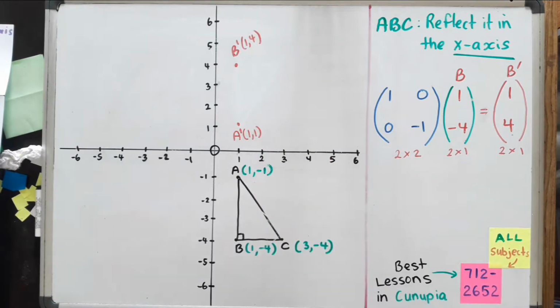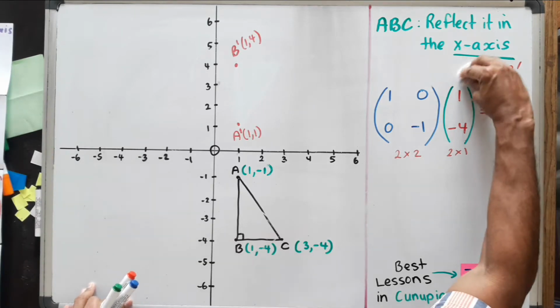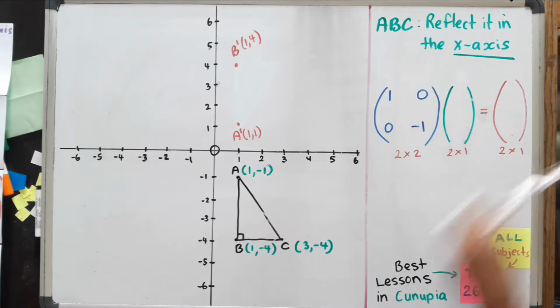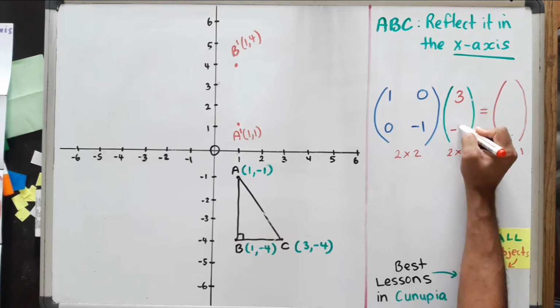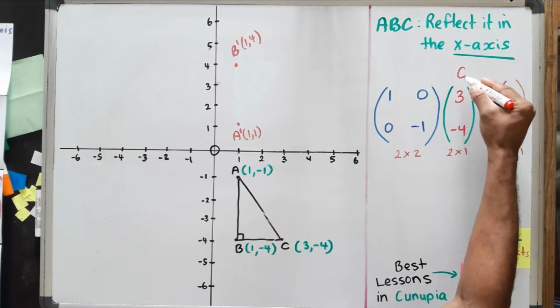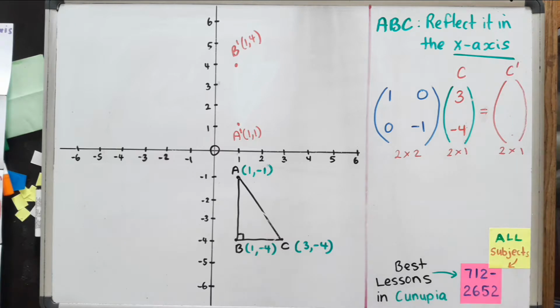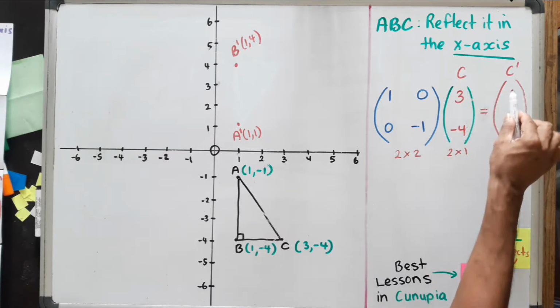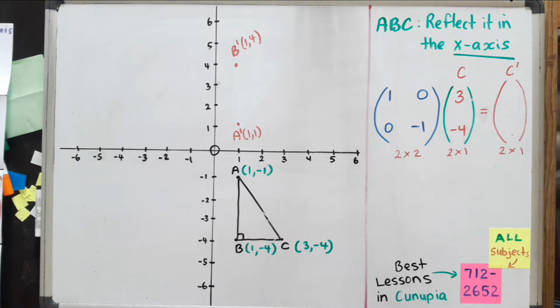And we're going to do the same thing for point C. C is 3, minus 4. So this is point C, and the answer we will get will be C dash. Now you see how I'm writing point C over point C, and C prime over the answer of C prime. When you're doing your working in the exam, please do it just like that. It makes it easy for the examiner to follow what you are doing.